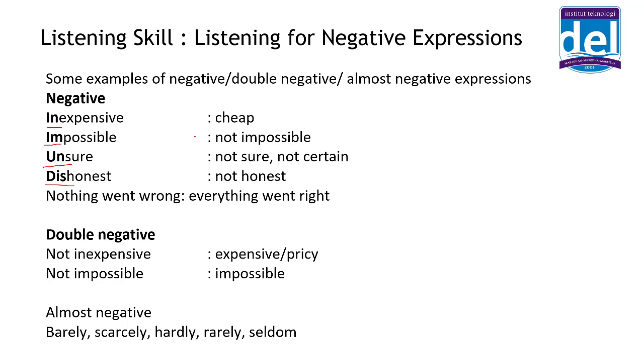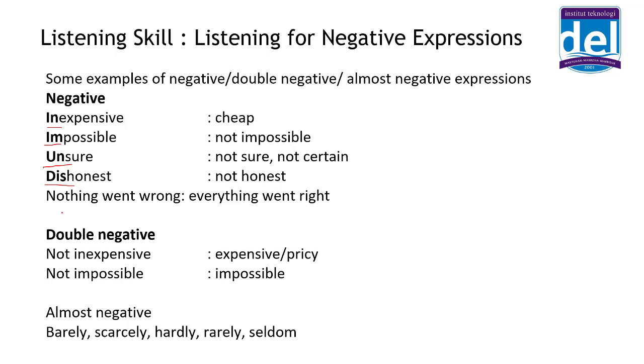Okay, so inexpensive has the same meaning as cheap or not expensive. Impossible, not possible, unsure, not sure, or not certain. Dishonest, same meaning as not honest. And then something like nothing went wrong has the same meaning as everything went right. Okay, so that's the example for the negative expressions.